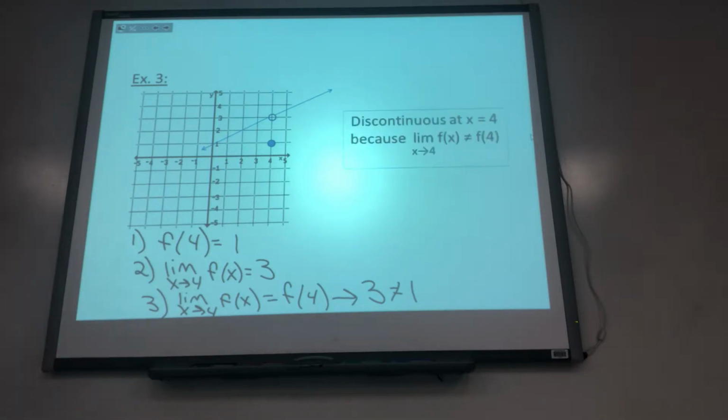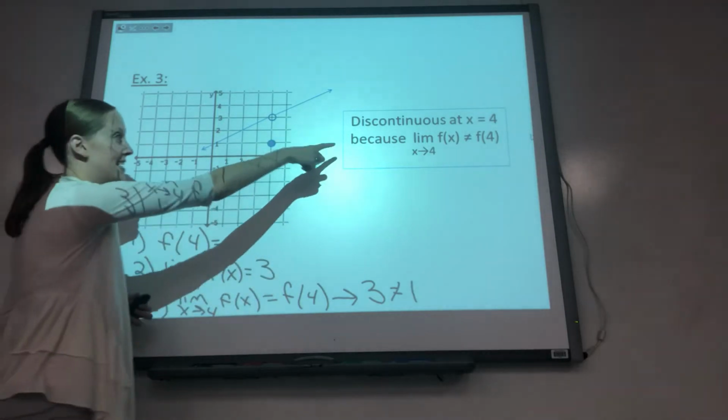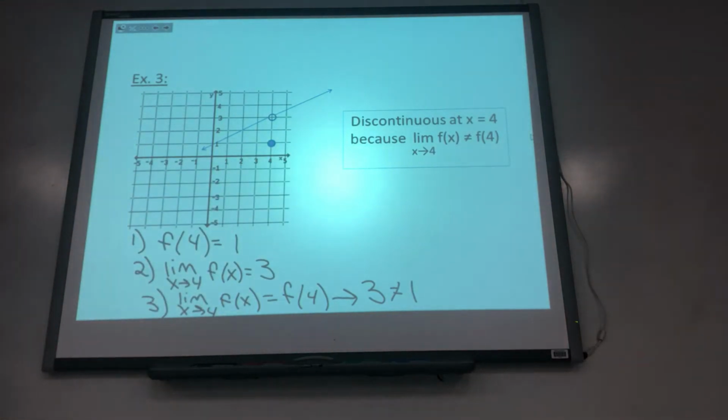So I'm going to have to say that it's discontinuous at x equals 4 because, we have to explain why, because the limit as x approaches 4 of f of x, whatever that function is, does not equal f of 4.